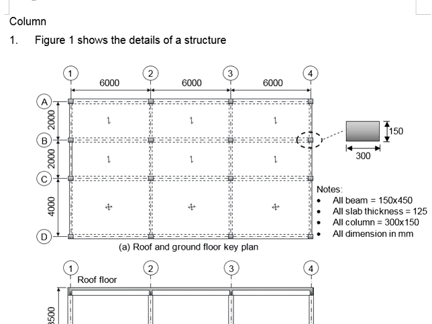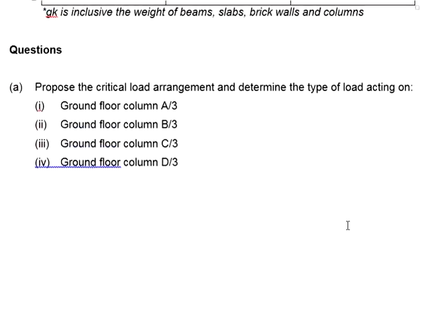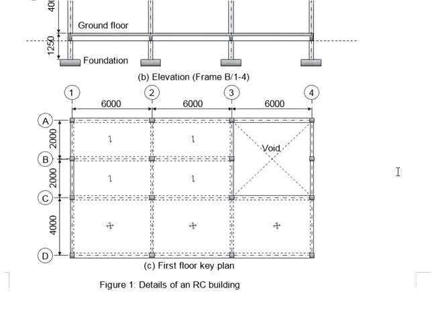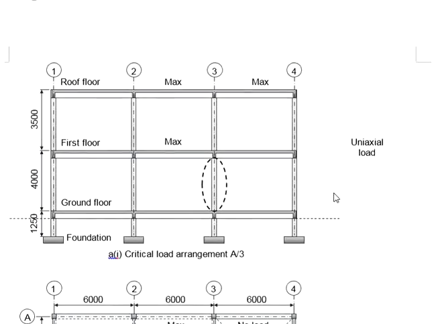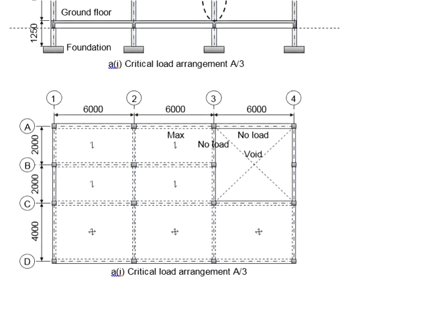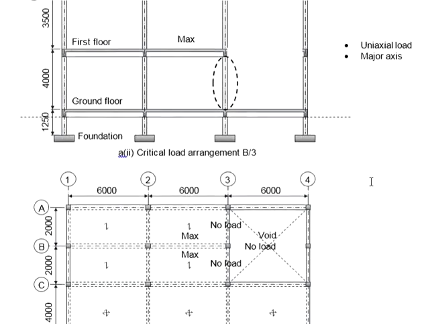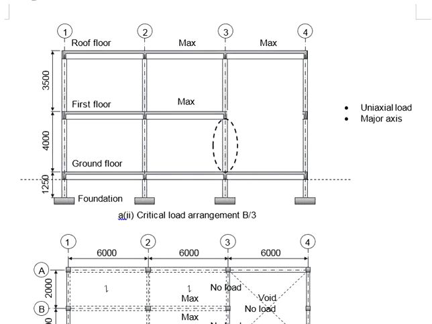Hi, let us proceed with our example question. In the previous videos, we talked about the critical load arrangement for different columns of a key plan. We found that depending on the layout of the key plan, the critical load arrangement for each column differs. For that, ultimately, the columns shall be subjected to different types of loads, either uni-axial loads or biaxial loads.